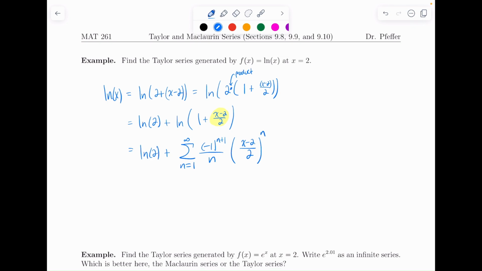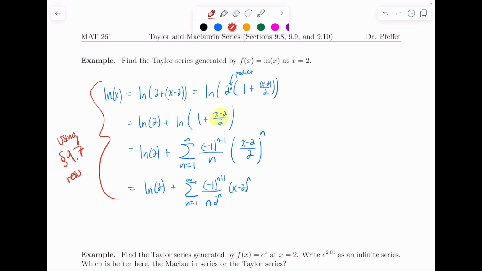This is what we would have gotten in section 9.7. And so here we have ln 2 plus the series starting at 1 of negative 1 to the n plus 1 over n times 2 to the n times (x minus 2) to the n. And so all of this right here, this approach, is using section 9.7 results. That's the fact that ln of 1 plus a thing is equal to this series. But the observation we're making here is that I could have done this using Taylor tables now.